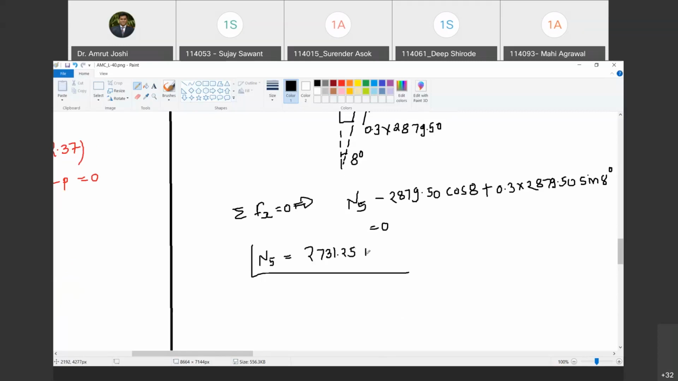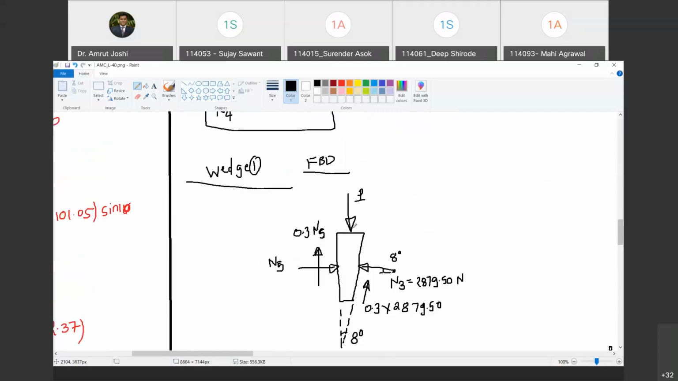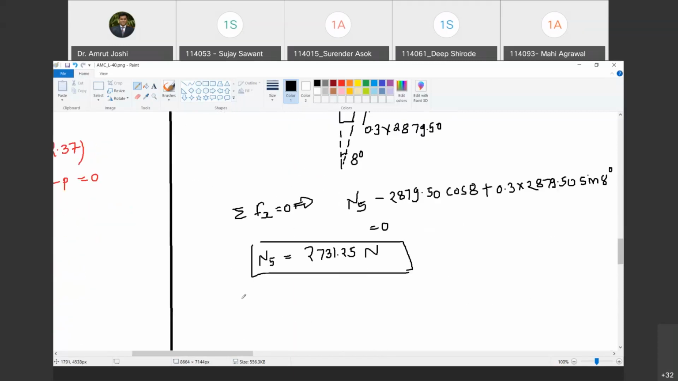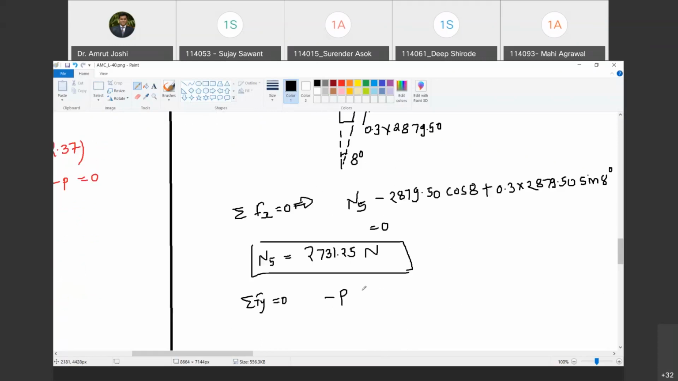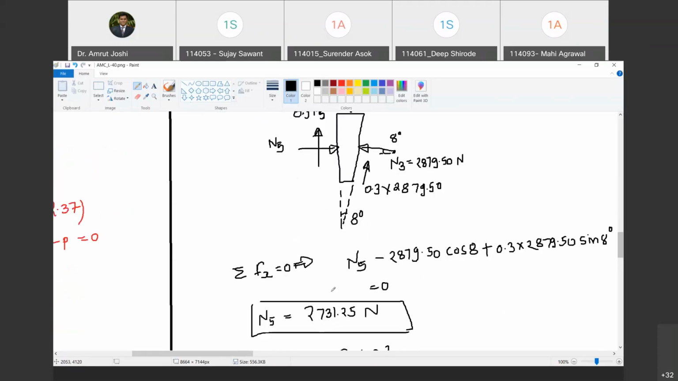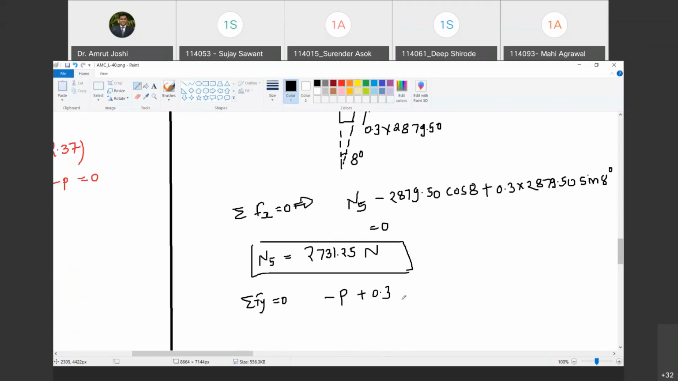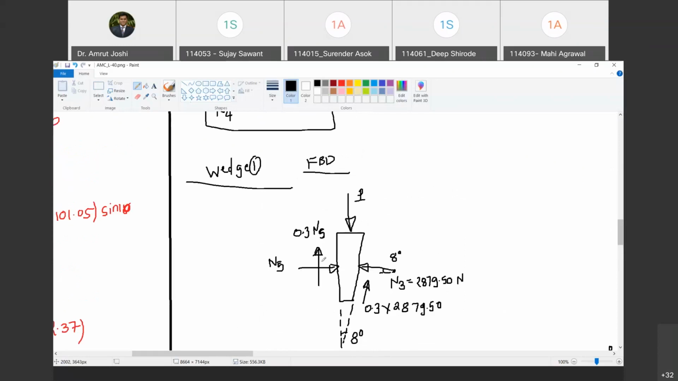2731.25 Newton. Do you agree with me? Yes, sir. Okay. Now let us take summation Fy equal to 0. If I take summation Fy equal to 0, what do I get? This minus P. Happy? Yes, sir. Plus 0.3 times 2731.25. Happy? Yes, sir. This one.